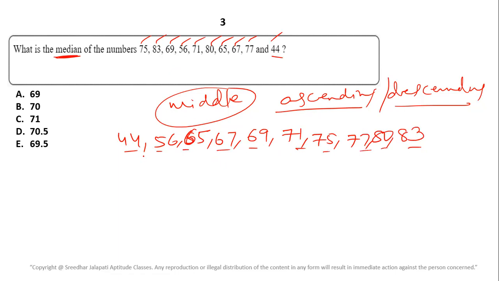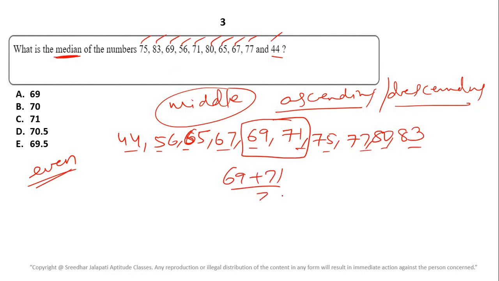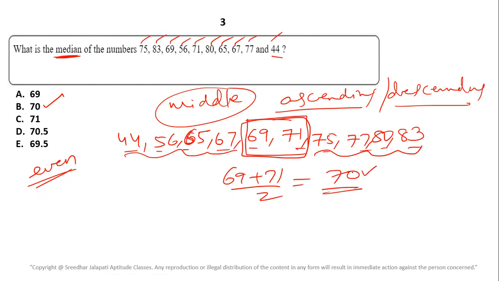But here, when you have an even number of numbers, you will see 2 numbers in the middle. The 2 numbers in the middle are 69 and 71. So the average of these 2 is the median, that is 70. So median is 70 here. Because a total of 10 numbers occurred, the median has 4 on the left, 4 on the right, and these 2 are in the middle. The mean of these 2 is the median, which is 70. Okay. Next question.